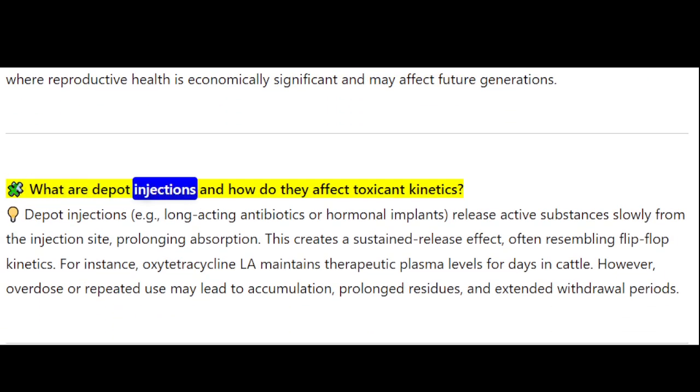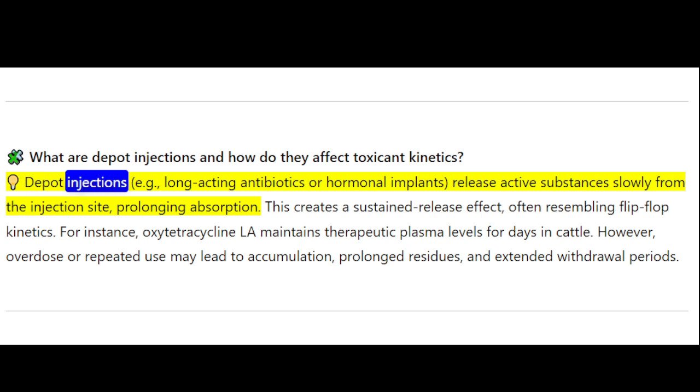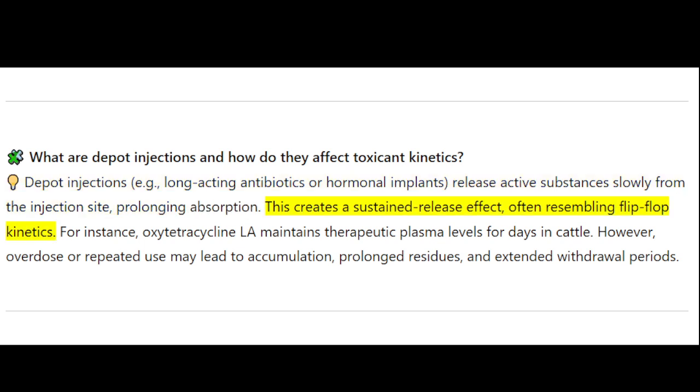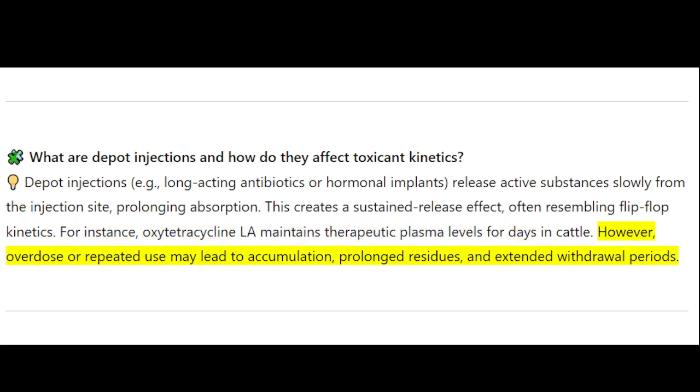What are depot injections and how do they affect toxicant kinetics? Depot injections, for example, long-acting antibiotics or hormonal implants, release active substances slowly from the injection site, prolonging absorption. This creates a sustained release effect, often resembling flip-flop kinetics. For instance, oxytetracycline LA maintains therapeutic plasma levels for 4 days in cattle. However, overdose or repeated use may lead to accumulation, prolonged residues, and extended withdrawal periods.